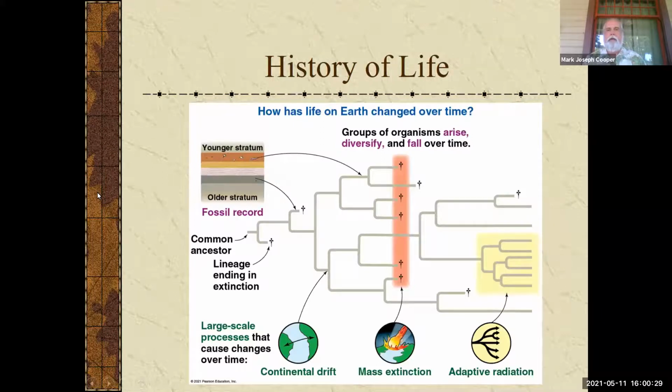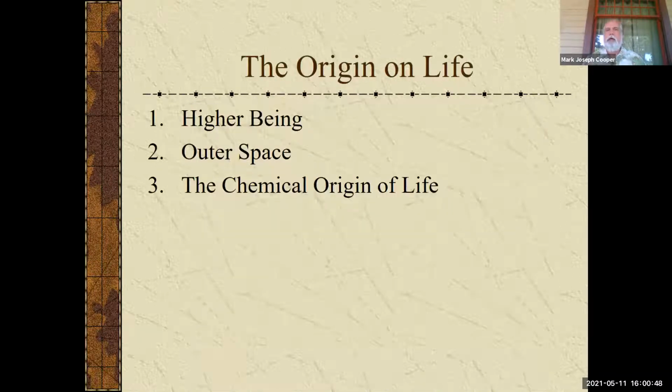Now, here we go. We have the history of life. We're going to talk about some of these topics about changes, extinctions, adaptive radiation, support from the fossil record, all those things we'll talk about. And then here we can see the common ancestor. But the question is always going to be, where did that common ancestor come from? And really, there are, I suppose, three ways that it could happen.